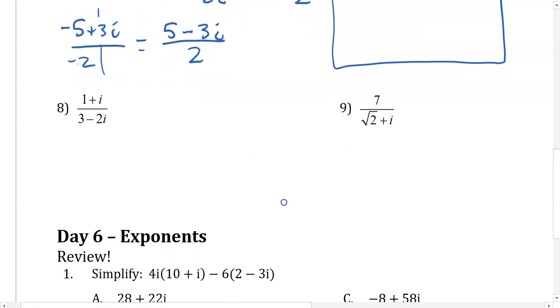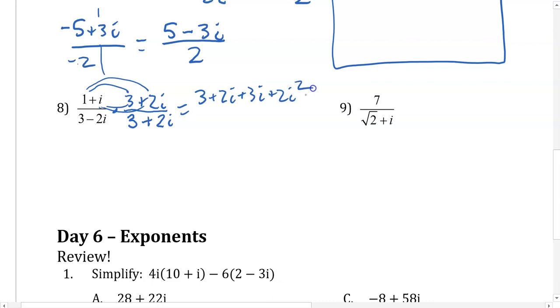On number 8, now we're going to use those complex conjugates to get rid of my i terms in my denominator. So, my complex conjugate will be the same real number and the opposite imaginary number. Again, any number divided by itself is 1. So on the top, I need to FOIL, or double distribute. So 1 times 3 is 3, 1 times 2i is 2i. i times 3 is 3i. i times 2i is plus 2i squared.